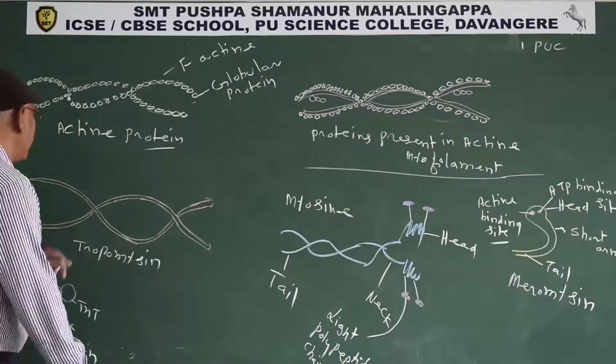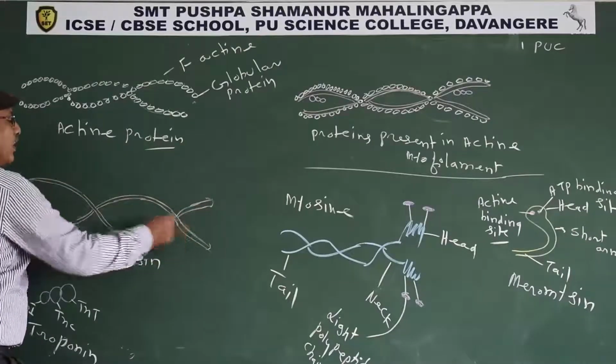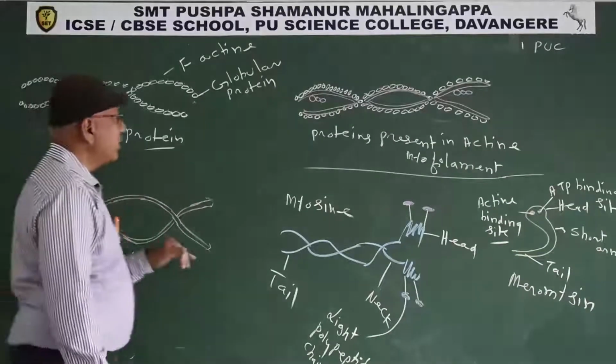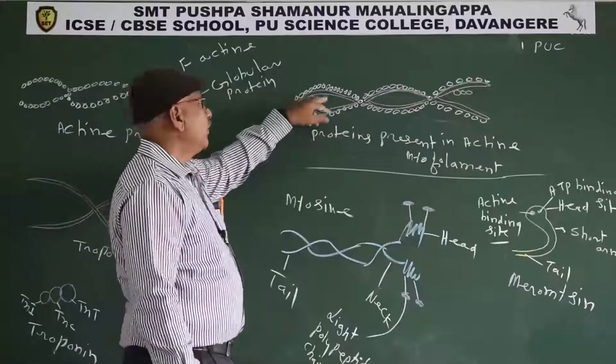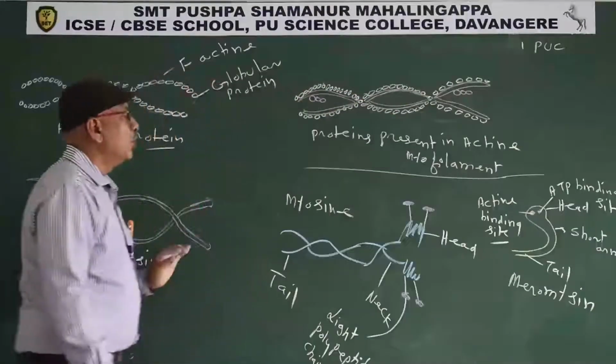Next one, tropomyosin. Like actin protein, tropomyosin also contains two filamentous strands. The two filamentous strands of tropomyosin are attached throughout the length of the actin protein.